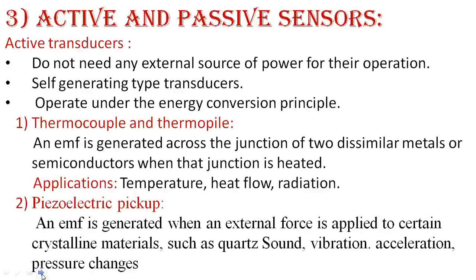Two examples are the thermocouple and the thermopile. An EMF is generated across the junction of two dissimilar metals or semiconductors when the junction is heated. So when a thermocouple is heated, there are two junctions, and an EMF is generated. That is the function of the thermocouple. Mostly they are used for temperature measurement, heat flow measurement and radiation measurement.